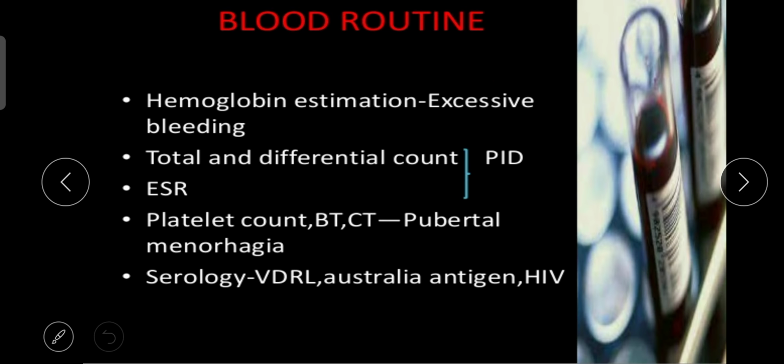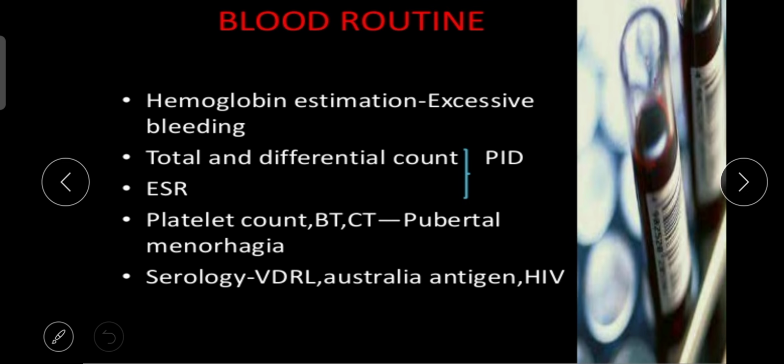First one is the blood routine. In the blood routine we look at hemoglobin estimation, for example when excessive bleeding is there, then total and differential count, ESR, platelet count, bleeding time, clotting time, and in case of pubertal menorrhagia, serological tests to find out VDRL or Australian antigen or HIV.